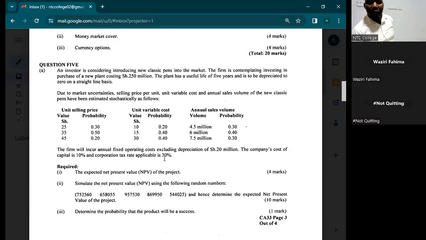What do you remember about depreciation when you are given the tax rate? What happens to depreciation when you have a tax rate? What do you remember about depreciation whenever you see tax rate?